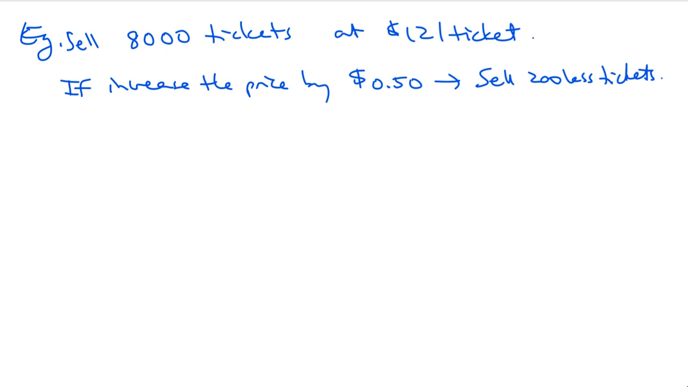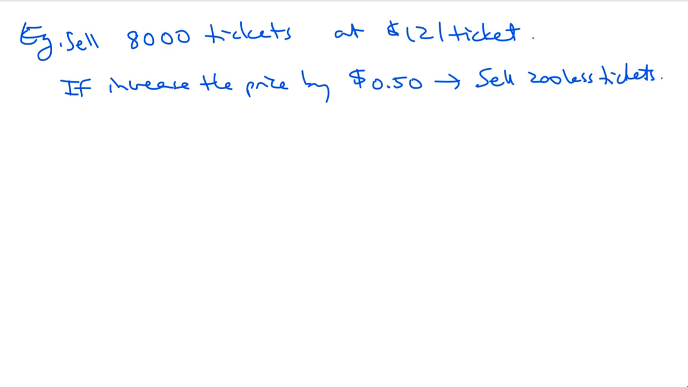If they increase the price once so that each ticket is $12.50, they're going to sell 7,800 tickets. If they increase the price twice, so now it'll be $13, they're going to sell 7,600 tickets. If they increase the price 3 times, so that'll be $13.50 a ticket, then they're going to sell 7,400 tickets. All right, every time they increase the price, they're going to sell fewer tickets.